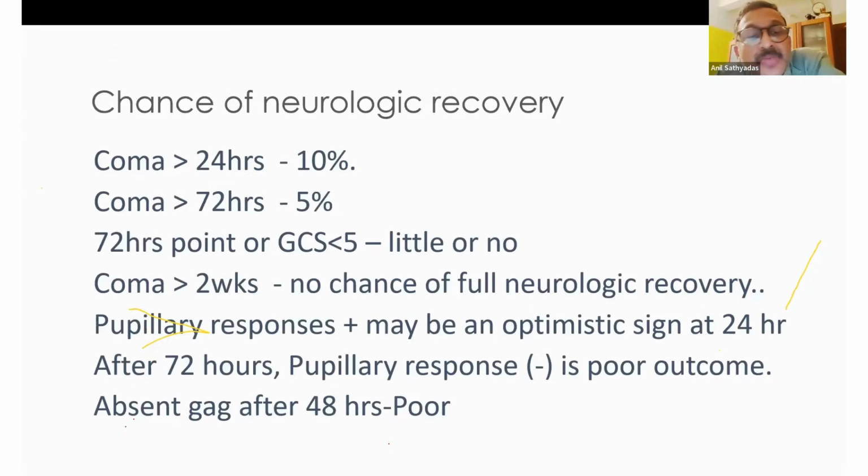Though the pupillary response might not be very ideal, a positive pupillary response at 24 hours may be an optimistic sign. After 72 hours, if there's no pupillary response, it's a poor outcome. Absent gag reflex at 48 hours is also a poor outcome. So again, the recommendation in 2025 is that you don't stick to one parameter, you have to always be multimodal.